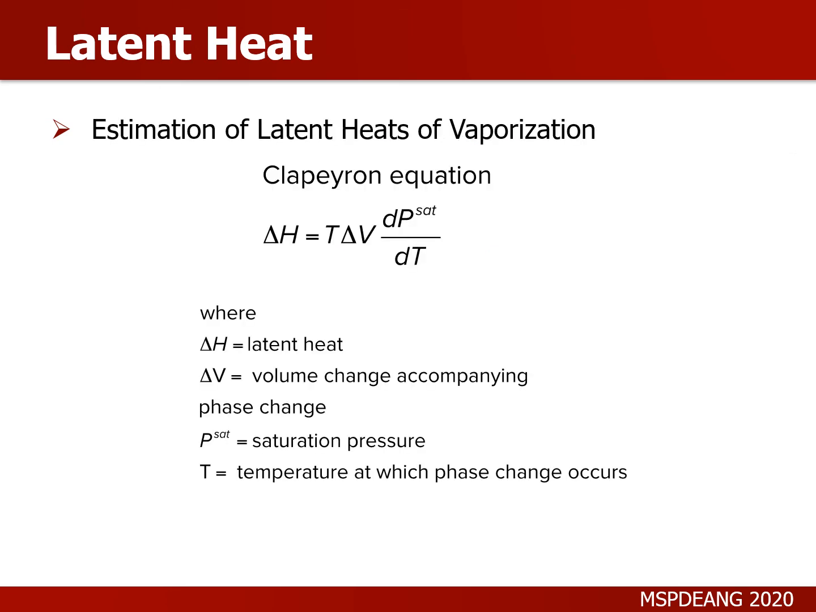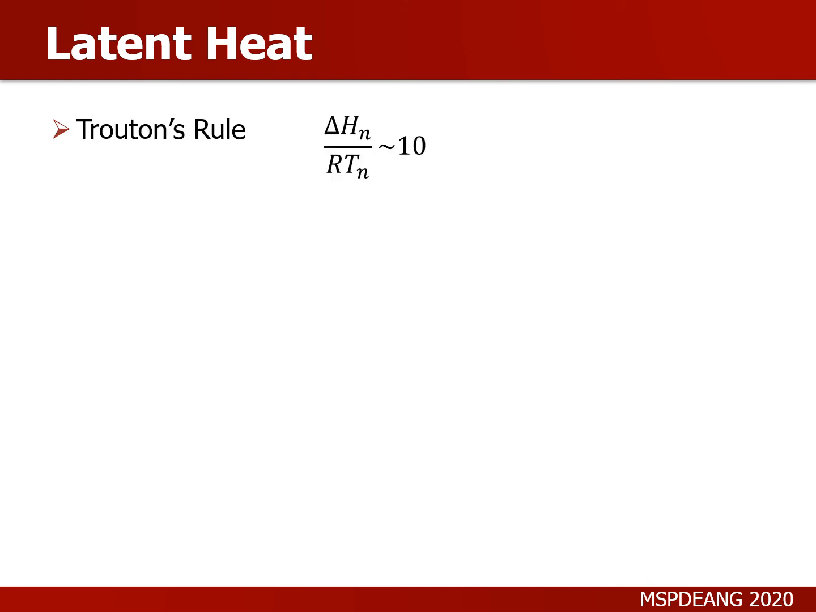So one of these equations, you can use the Clapeyron equation to estimate the latent heat of vaporization. However, there are also other ways to estimate this. First one is you have Trouton's rule. And for Trouton's rule, you can estimate the normal heat of vaporization at the normal boiling point is approximately equal to 10. So the ratio of delta H over R TN is approximately equal to 10. So this is not that accurate, pero good enough approximation daw according to Trouton.